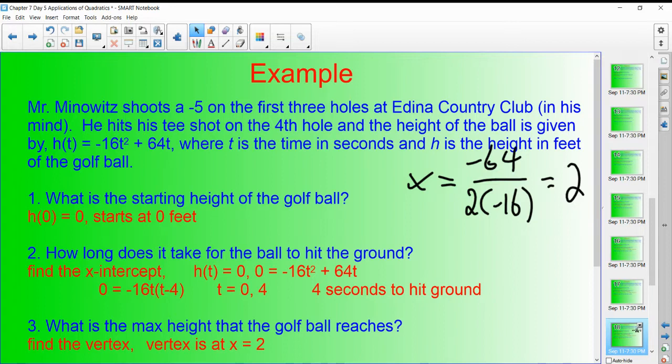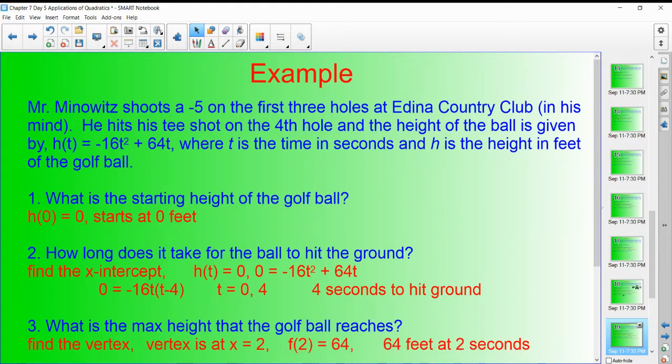But I want the height. The x is, or I should call it t. So at time t equals 2 seconds, it hits the max height. Now I've got to find the height at 2 seconds. So I've got to do h of 2. So the height at 2 seconds is 64 feet.